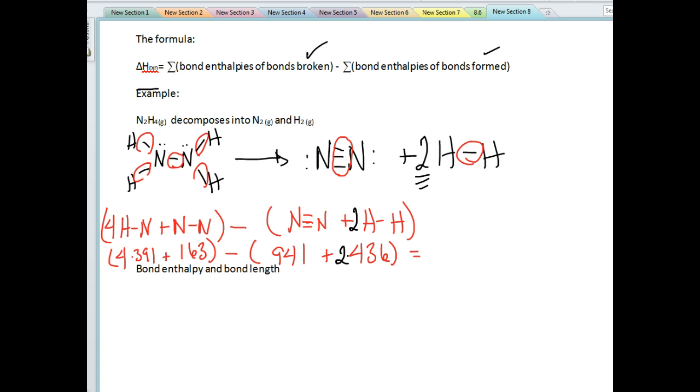So when I run this all the way through my calculator, bonds broken minus bonds formed, I came up with a value of negative 86 kilojoules per mole as my answer. So this is going to be giving off some heat when we make this reaction. Okay, so all we have to do is make sure we go through and get all the bonds, do our calculation, and then follow the formula.